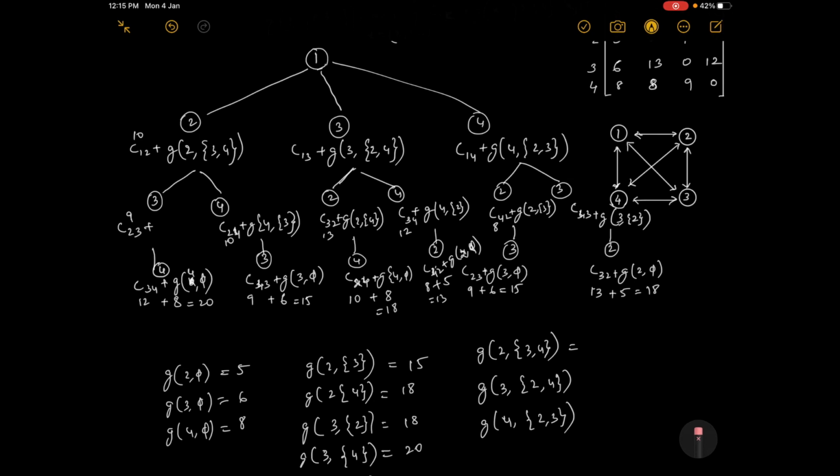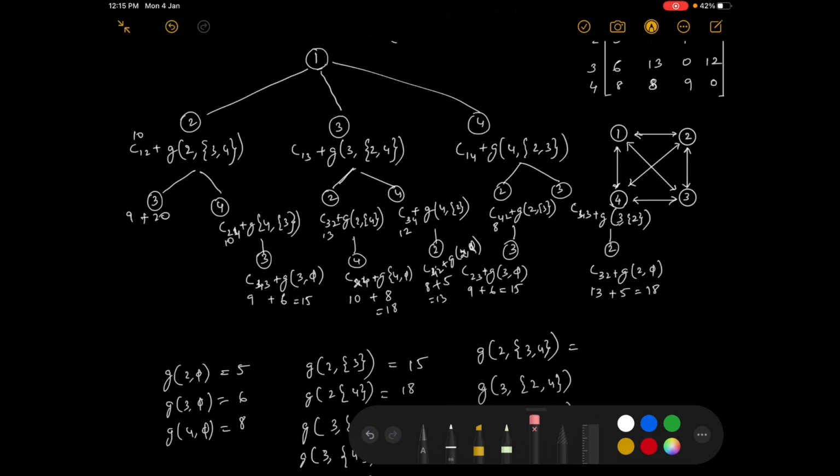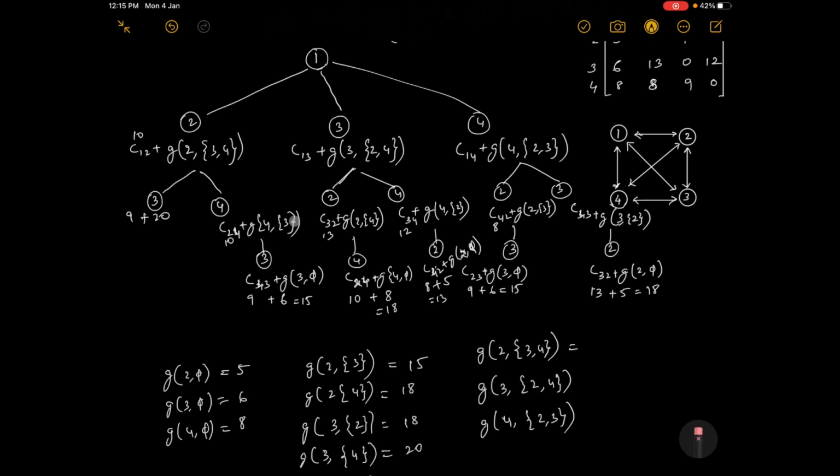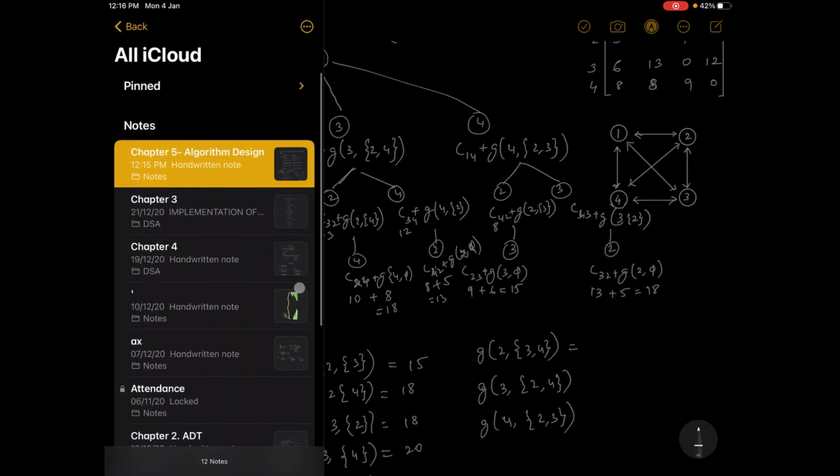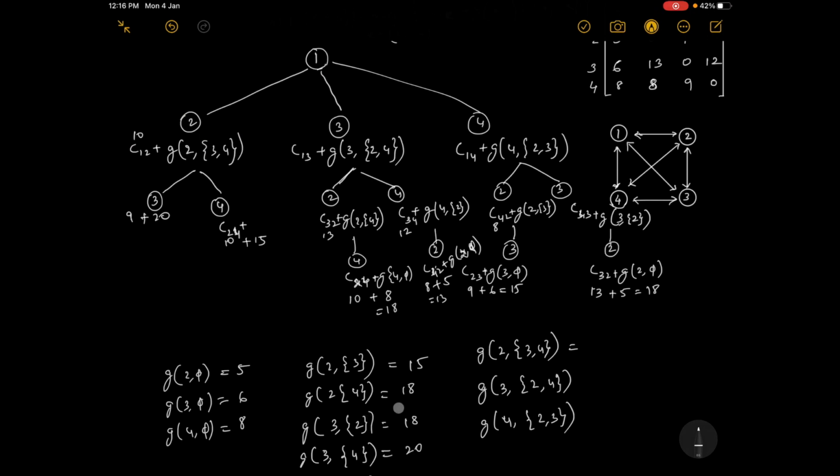So this I should rub and write 20 here, 9 plus 20, correct? Now here this is 15, so 10 plus 15 I should write, correct? Now we have got 15, so instead of this I should write 10 plus 15. Hope you are getting 10 plus 15. Similarly 2 comma 4 is 18, correct? I should replace this with 18.